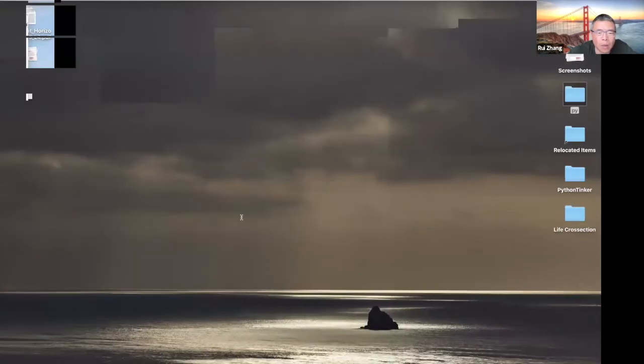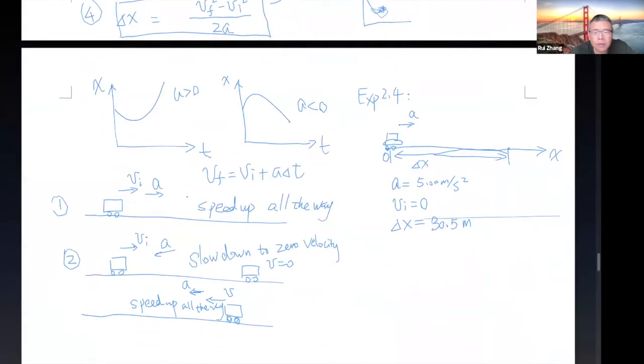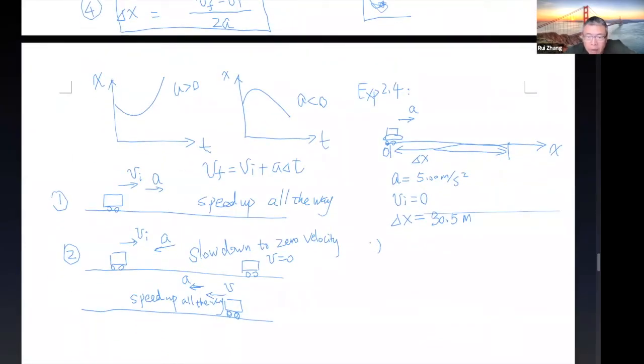Let's see what the unknowns are. We want to know the final velocity, we want to know the time, and we want to know the average velocity. So let me write it down: A, vf; B, delta t; and C, v average. So we got everything we know.